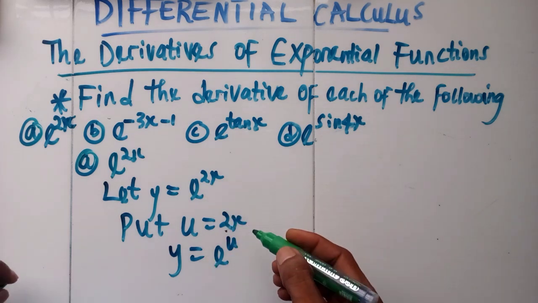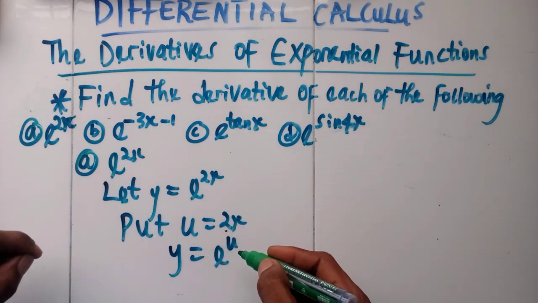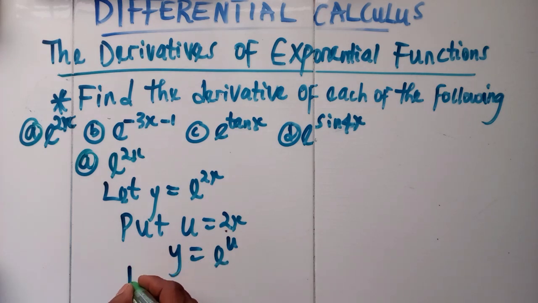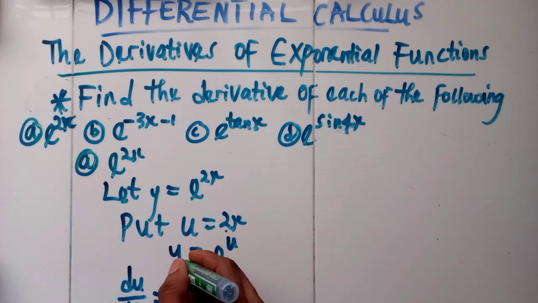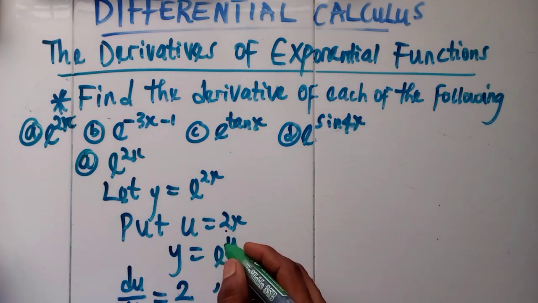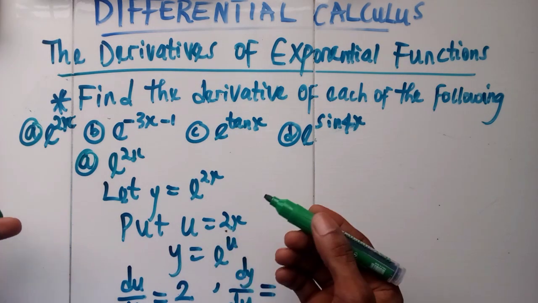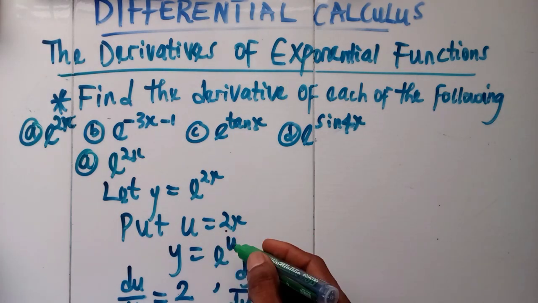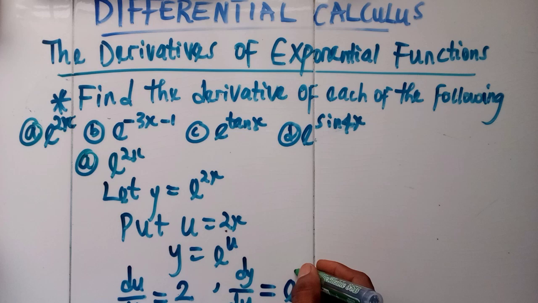Then you move further by differentiating them one after the other. The first differentiation will be for u with respect to x, that is du/dx. The differentiation of 2x will give you 2. Also differentiate y with respect to u, that is dy/du. Differentiation of e raised to the power of something, maybe u or x, will give you the same as the derivative. So differentiation of e^u will still give you e^u.